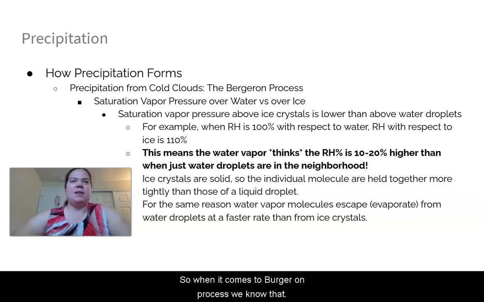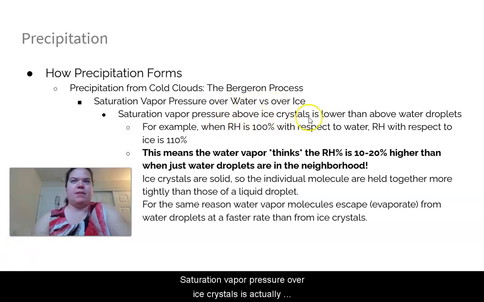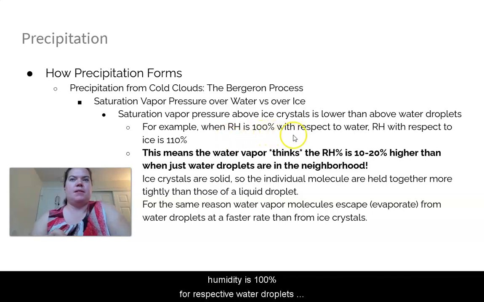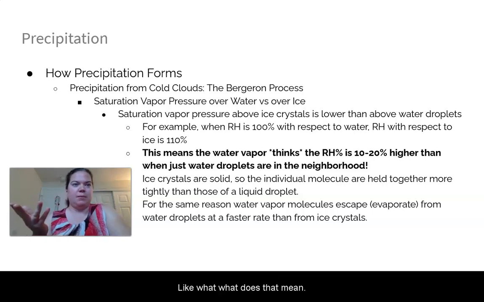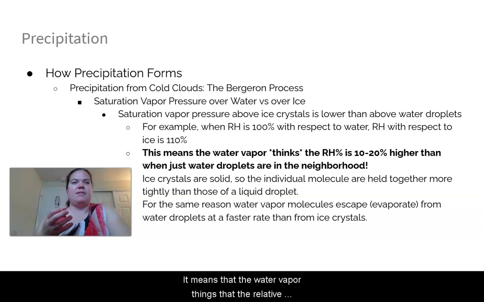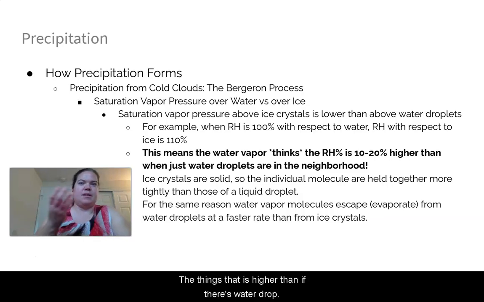So when it comes to the Bergeron process, we know that the saturation vapor pressure over ice crystals is actually lower than it is over water droplets. So the relative humidity is 100% with respect to water droplets, but with respect to ice, it's 110%. What does that mean? Well, it means that the water vapor thinks that the relative humidity is higher when there's ice than when there's water droplets.